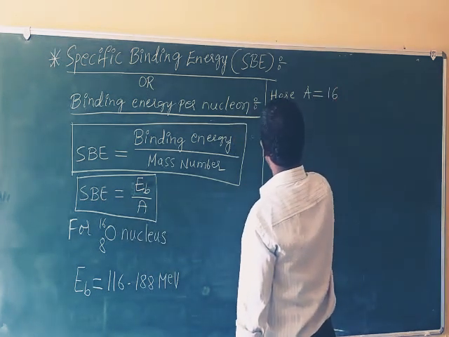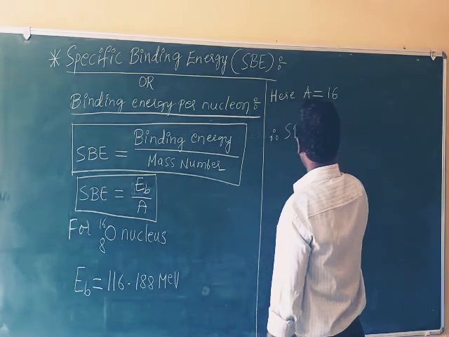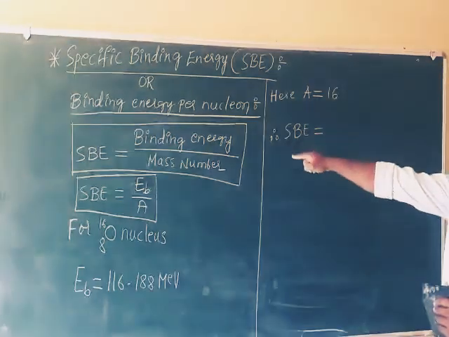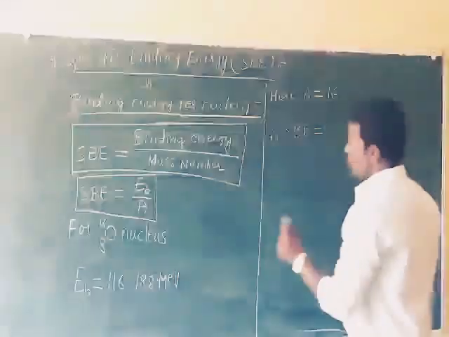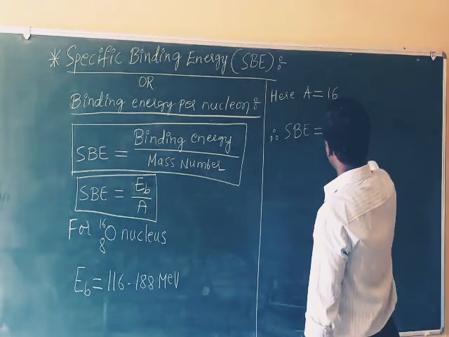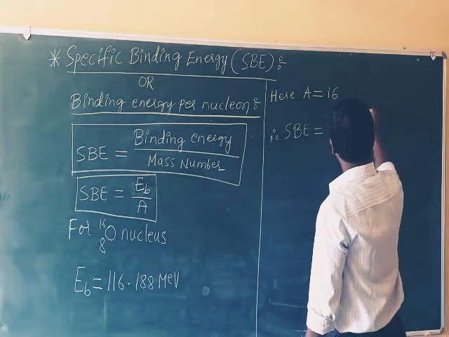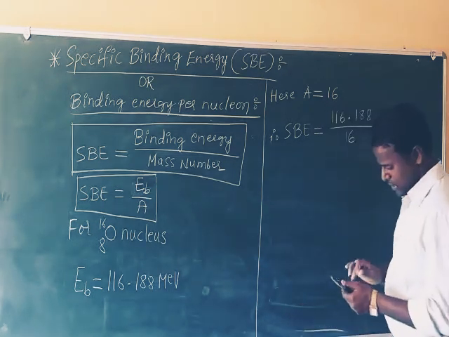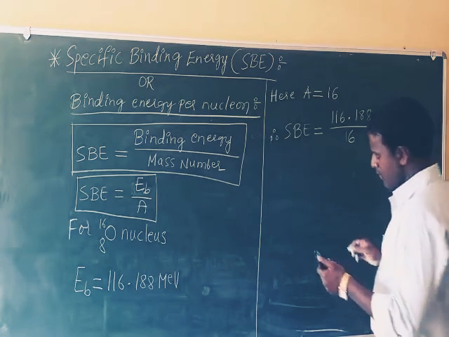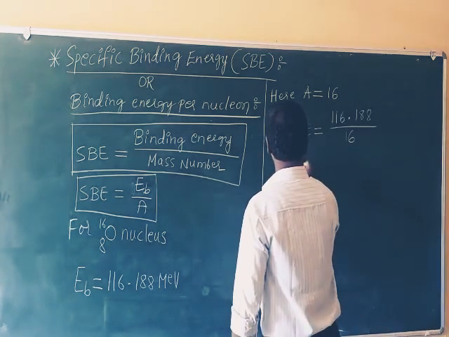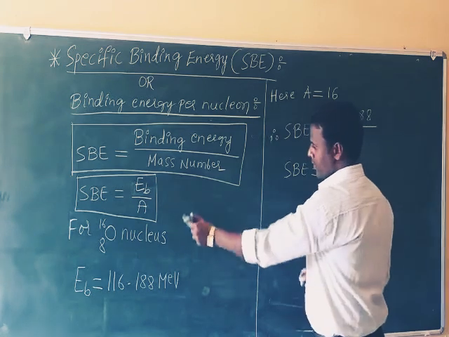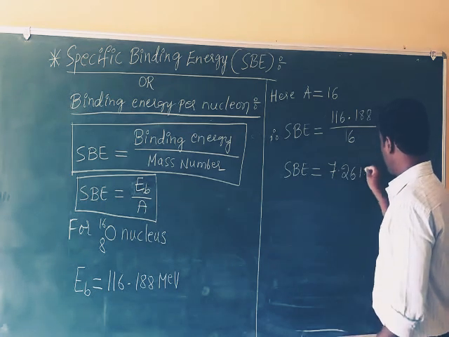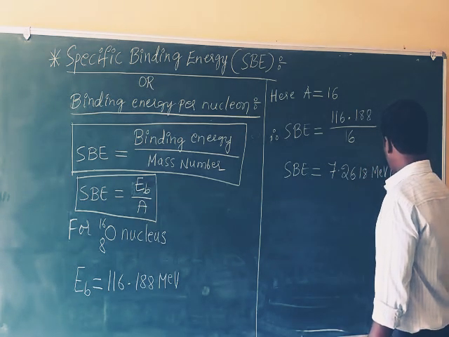So how to calculate specific binding energy? It is the ratio of binding energy to the mass number, right? SBE equals binding energy 116.188 divided by mass number 16. So the specific binding energy for the oxygen nucleus is 7.2618 mega electron volt per nucleon.